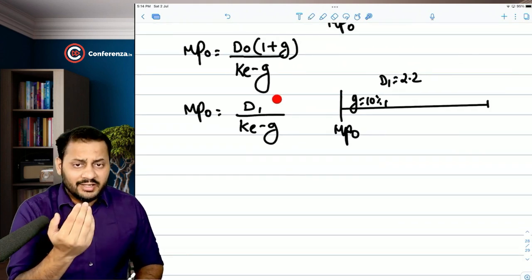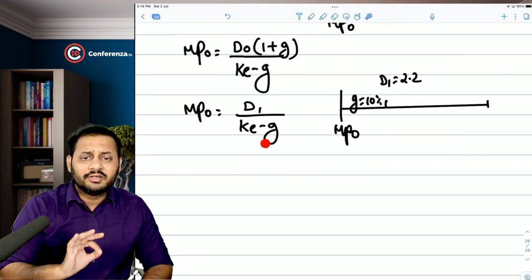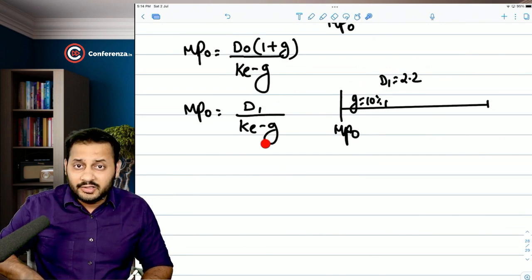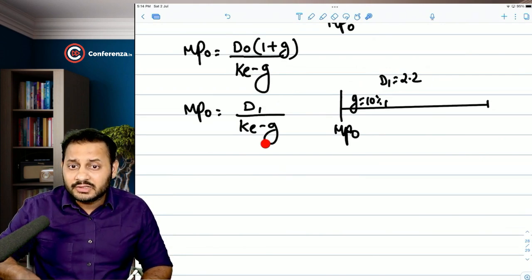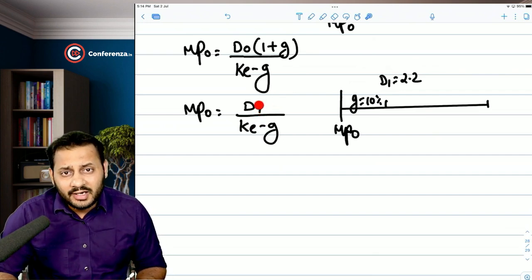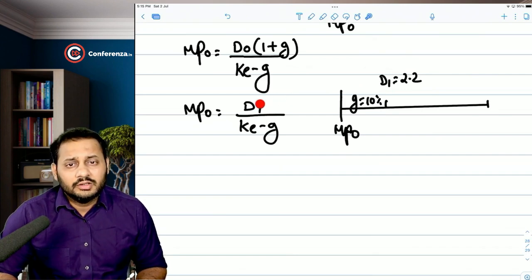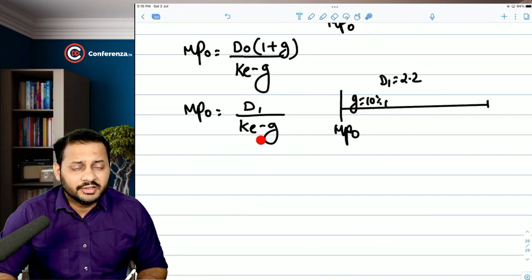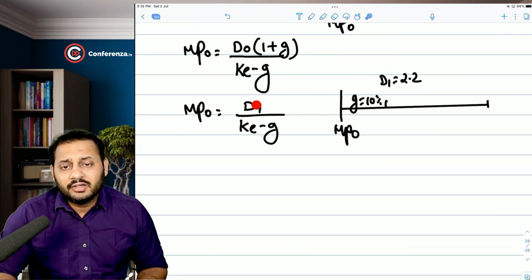Sir, if you are not adding growth in the numerator, then why are you deducting growth in the denominator? I never said that I am not adding growth in the numerator. I said that if it is already added, then you should not give it double treatment. That would be wrong. The growth is already there in the numerator, and the growth is deducted here. If it is already given, why would I do it again? So it is the same treatment: D0 in bracket 1 plus G means D1 only.